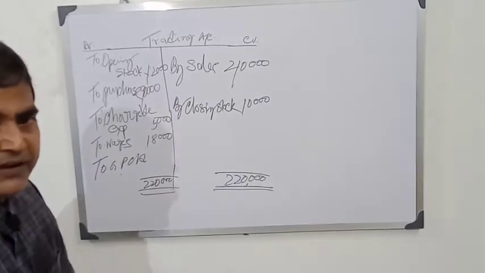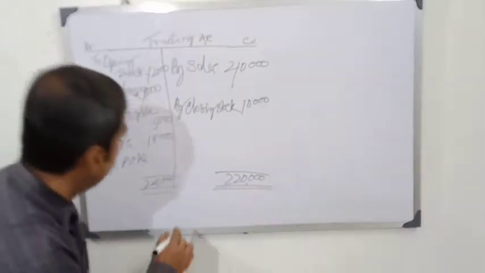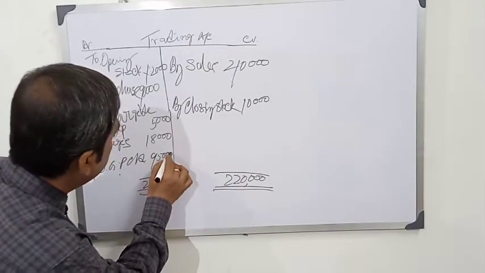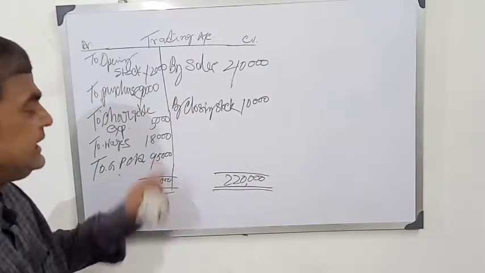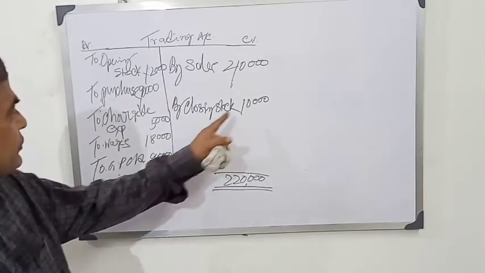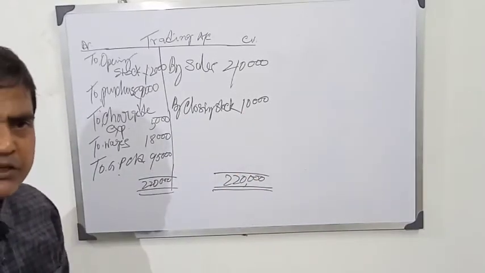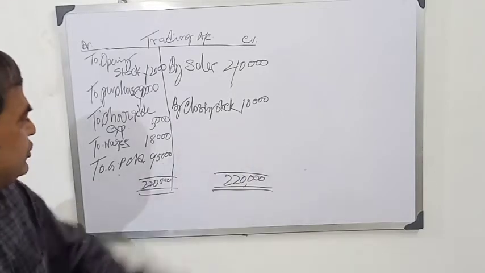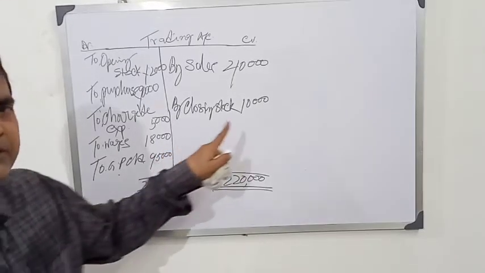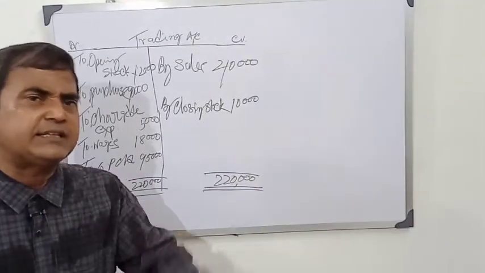Minus 125, which becomes 95,000. So 85,000 is now 95,000 because of what? Because of closing stock. This closing stock never appears in your trial balance. It is given in your adjustment side. So this becomes 95,000 because you consider the closing stock which remains unsold on the last date.